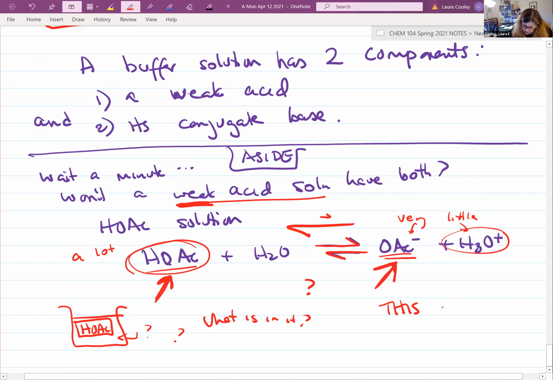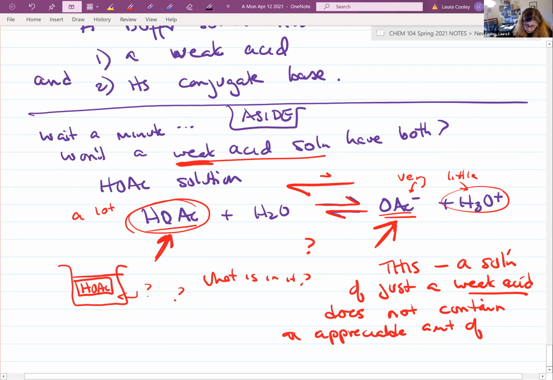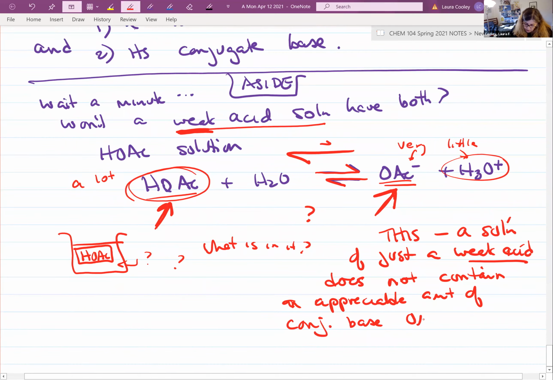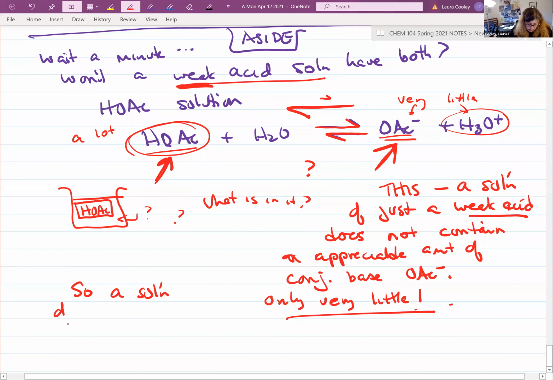So this, which is a solution of just a weak acid, does not contain an appreciable amount of conjugate base, OAc minus. It only has very little. So a solution of just a weak acid is not a buffer solution.